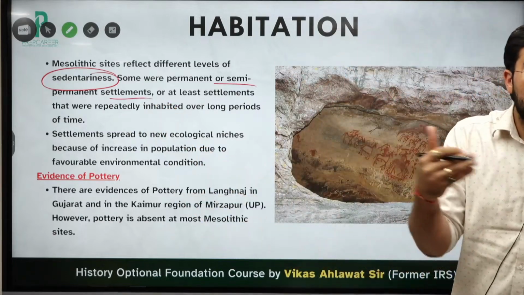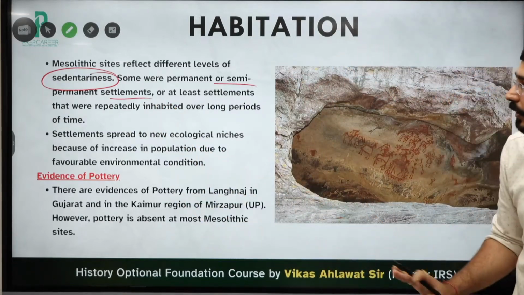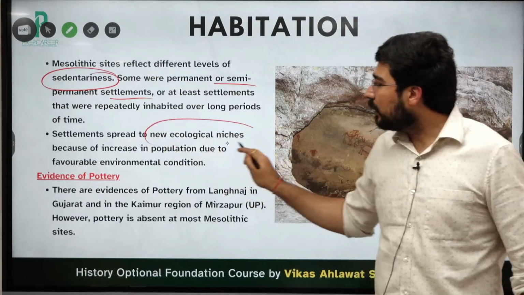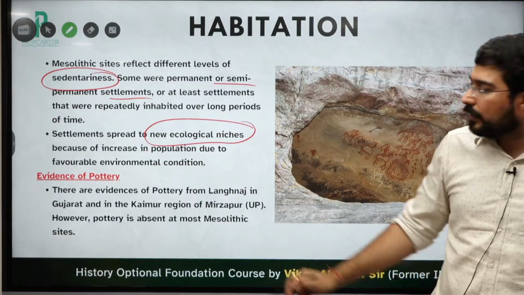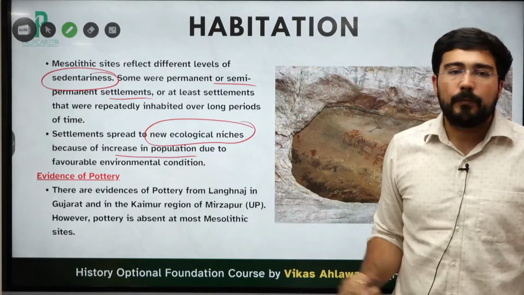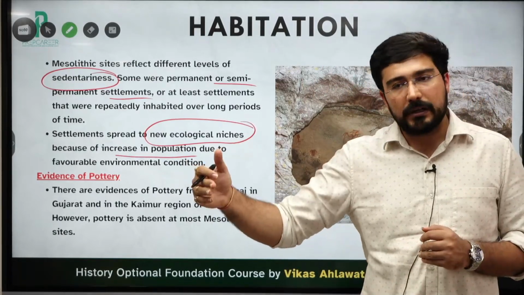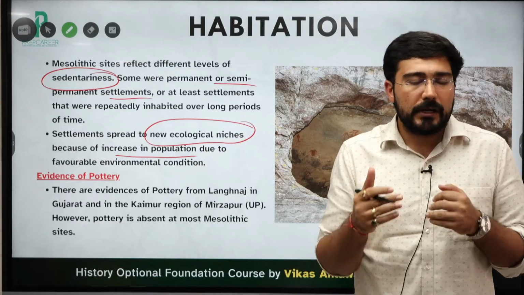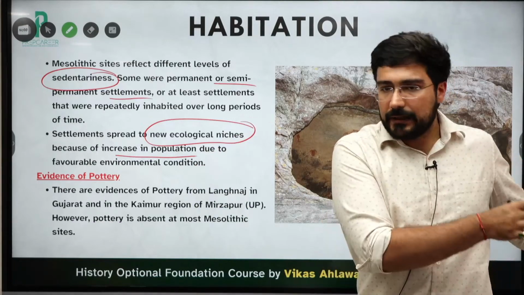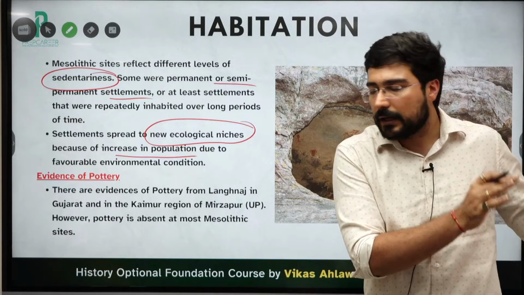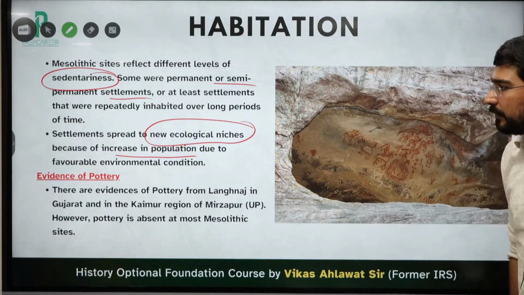Okay, so semi-nomadic is the word which we can use for it. And we see new ecological niches because of increase in population. So population also increased. Band society in Paleolithic, increase in population leading to community life. And finally, the last one, we see the settled villages. And the population will further increase.